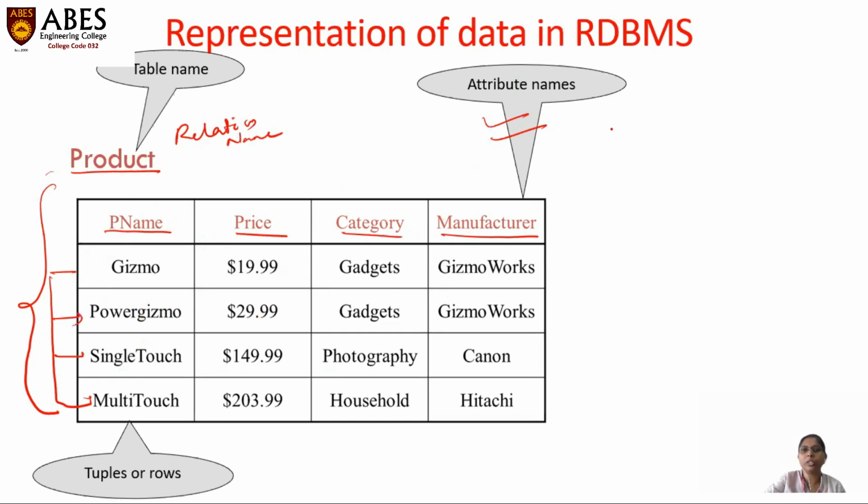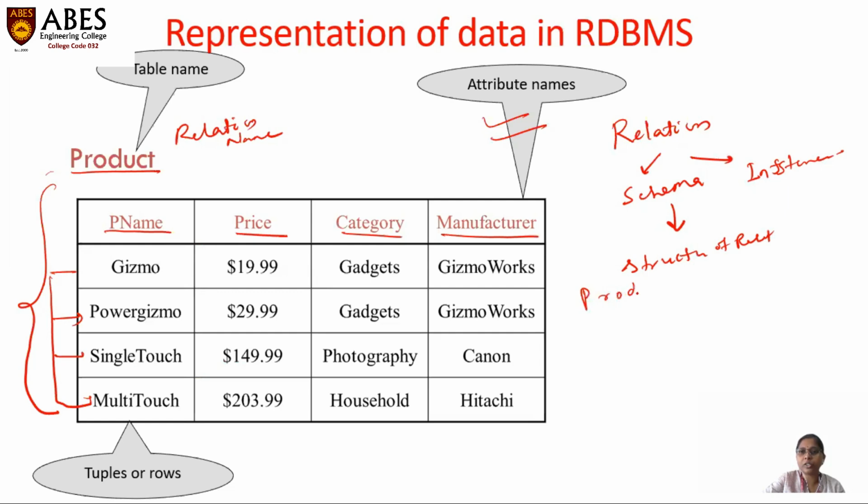Every relation must have two things: a schema and instance. Schema means what? Structure of that relation. Structure includes what? Name of that relation and set of attributes. Category, manufacturer. So here, the schema of this table will be this. The schema may include the type of this attribute and the size of this attribute with constraints.